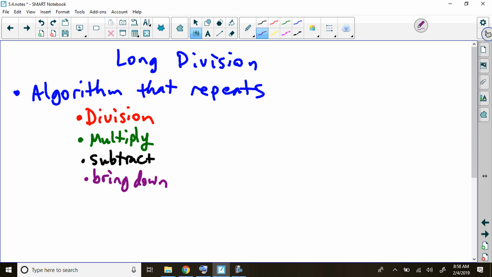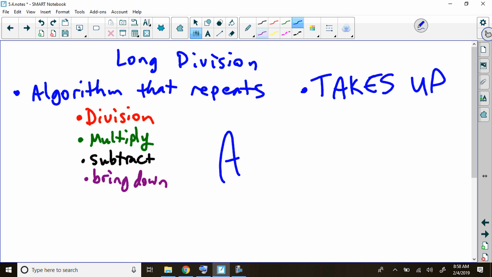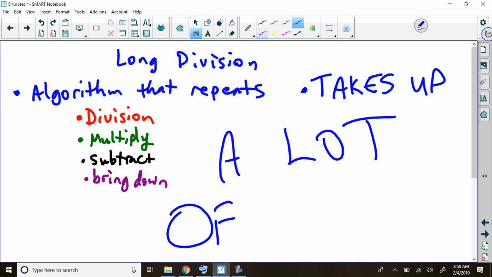We're going to see later this week that with synthetic division, there's also a repetitive algorithm. It doesn't require the same four things, but there is a repetitive algorithm. Okay. Another thing about polynomial division is it takes up a lot of space. Long polynomial division takes up a lot of space, a lot more than synthetic.